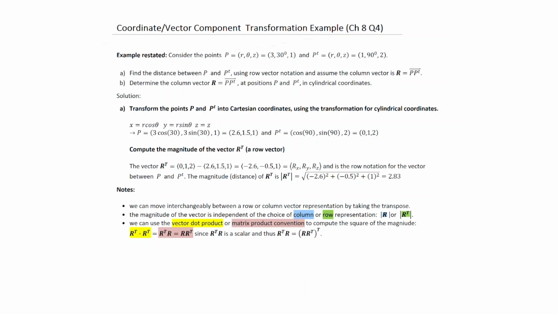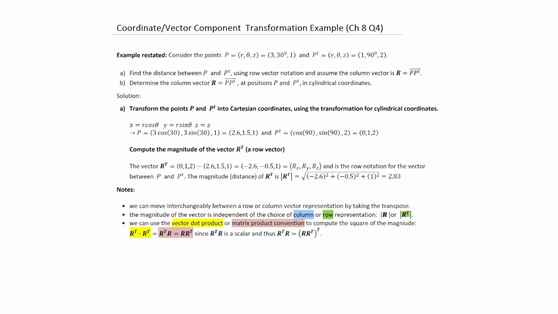The solution to part A is to transform points P and PT into Cartesian coordinates using the transformation for cylindrical coordinates. So x equals r cos theta, y equals r sin theta, z equals z. We know what the r value and the theta value are, so we can transform both of those into Cartesian coordinates. So there they are, there's P, and there's PT.